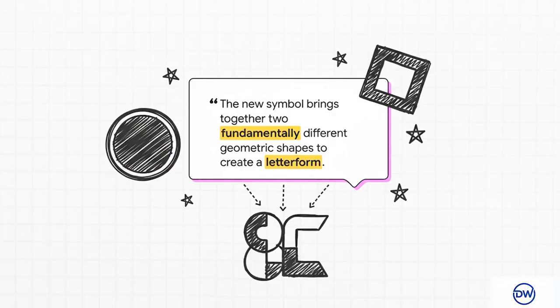And check this out. This is the thinking straight from the designer. You've got two totally different shapes, a circle and a square, and they're coming together to create something new. This isn't just some random design. It's a visual metaphor for the company's entire philosophy. Now that is the power of an abstract mark.